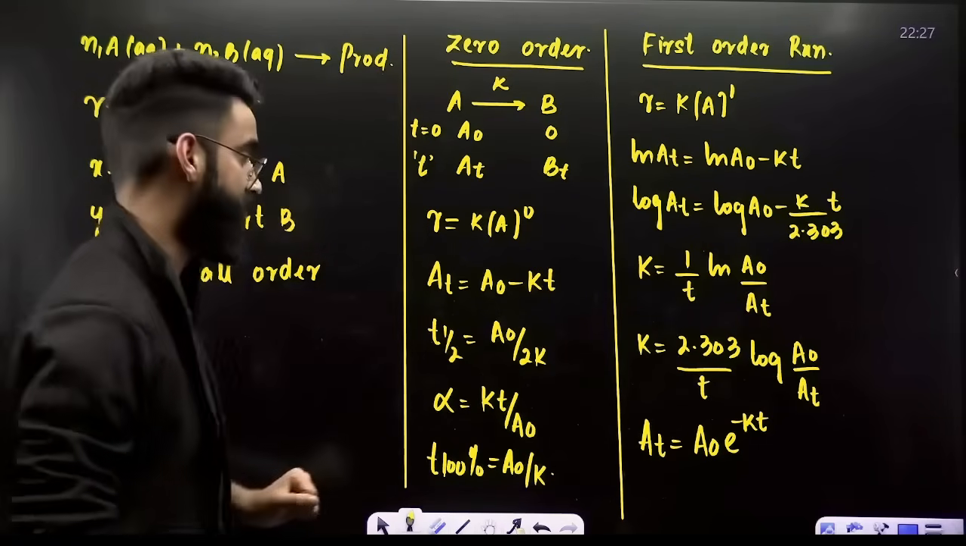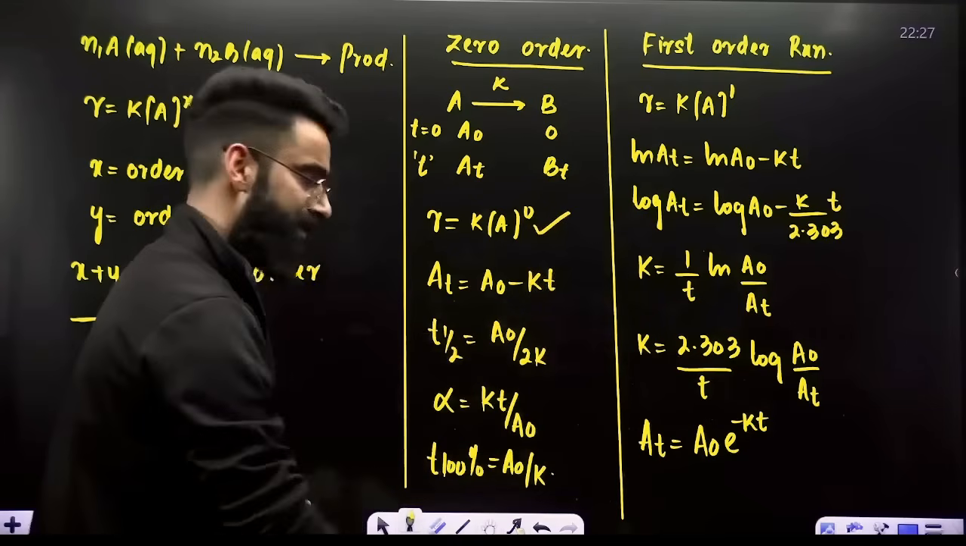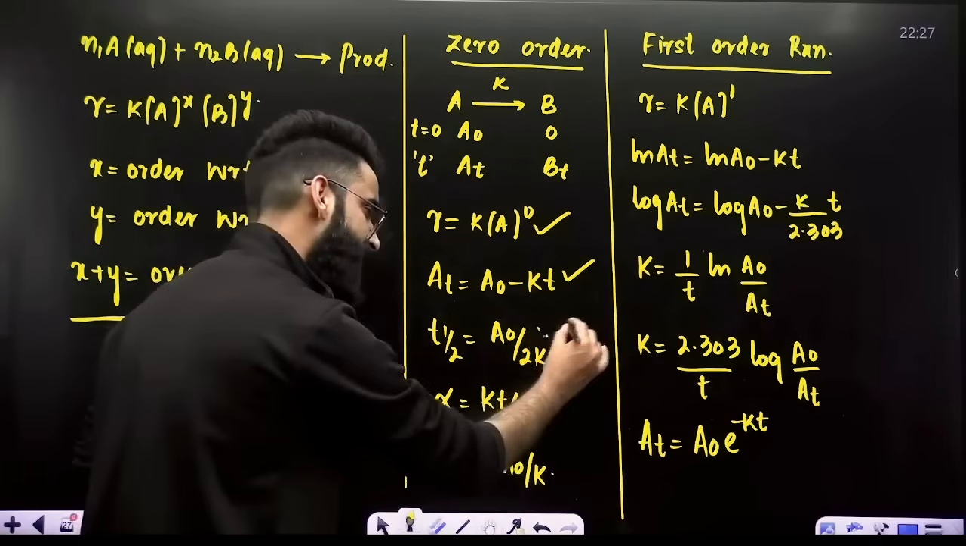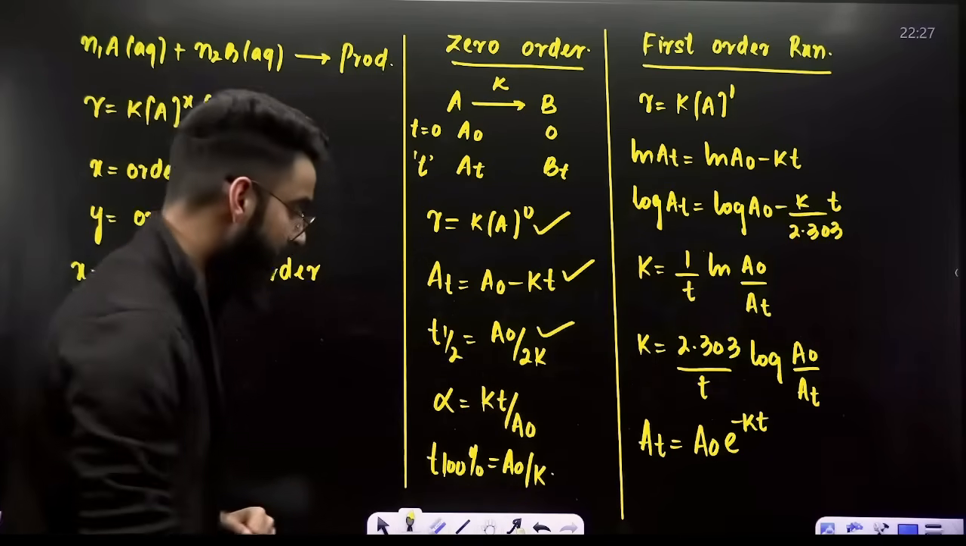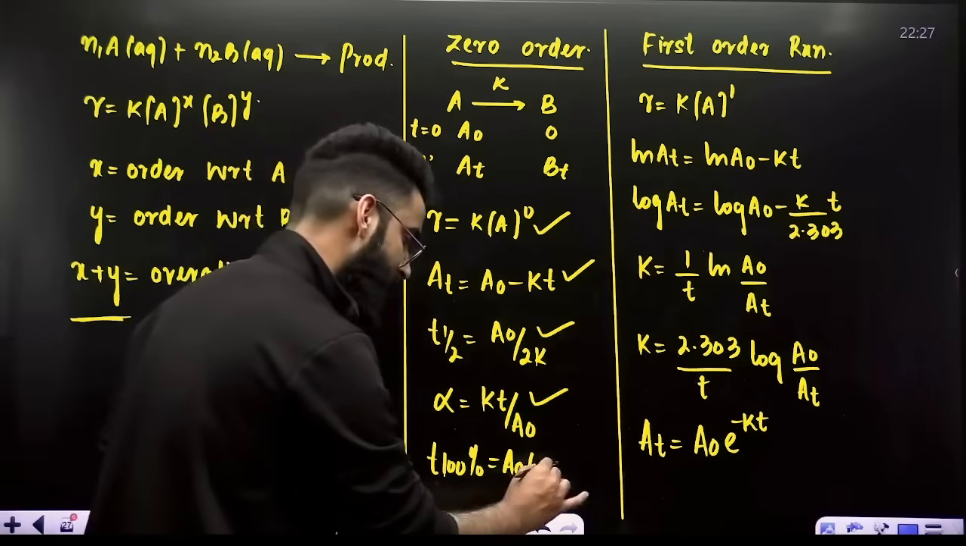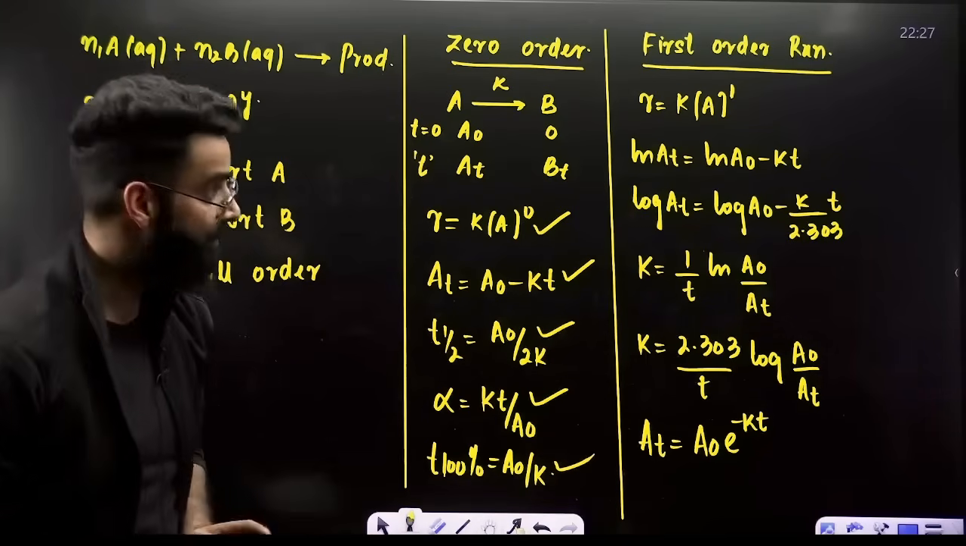In case of zero order reaction, this is how you write the rate law. This is how you write the integrated rate equation: At is equal to A naught minus Kt. Half-life in case of zero order reaction, A naught by 2K. Degree of dissociation in case of zero order reaction, Kt by A naught. Completion time in case of zero order reaction is equal to A naught divided by K.